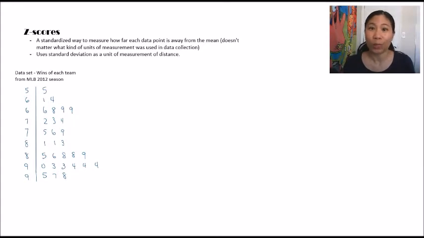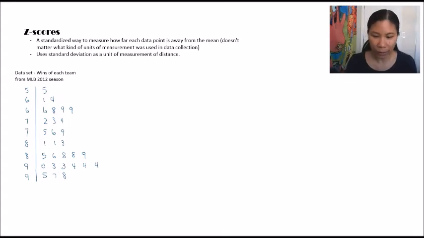So in addition to percentiles, we can also use something called z-scores to measure position within a distribution. So z-scores is just like a standardized way to measure how far each data point is away from the mean. So mean is always our reference point, and so we're not really talking about the spread anymore. It's like the actual position in relation to the other data points.